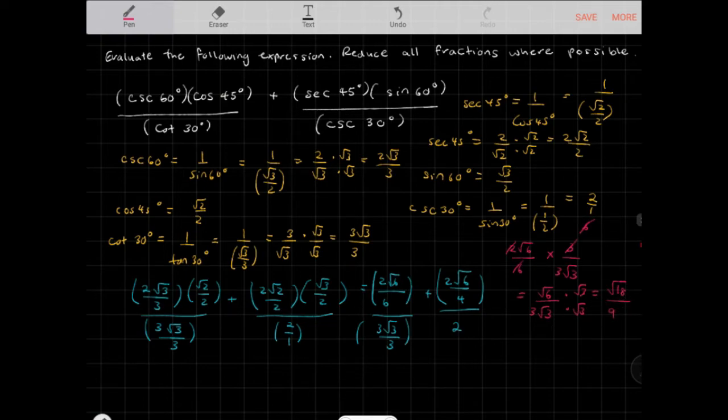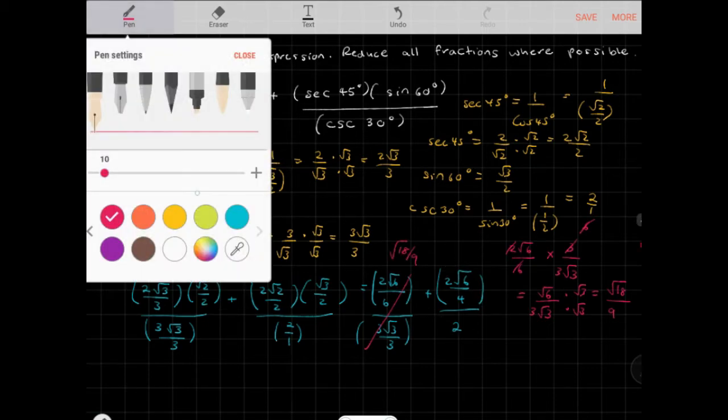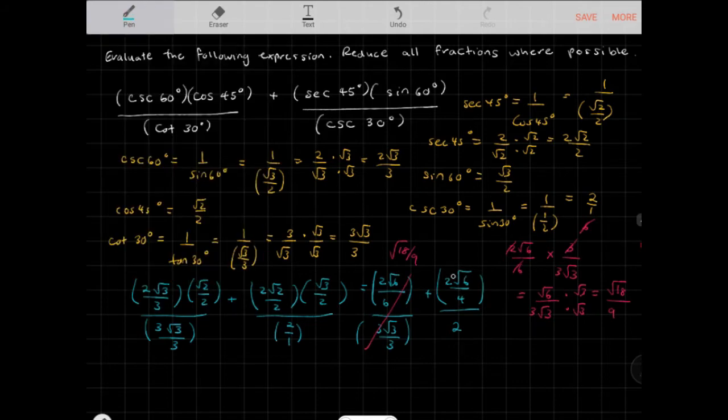I'm going to keep it like that for the time being. We can simplify that afterwards. So that's basically all of this guy here. So this is square root 18 over 9. And then let's take a look at this notion here. So let's take a look at the fraction on the right.